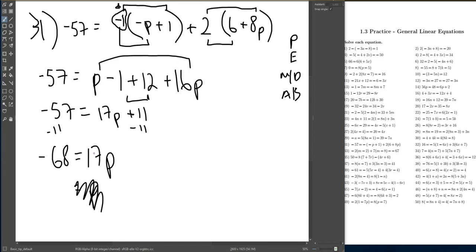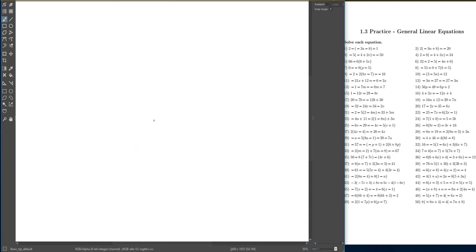Okay, so 68 divided by 17 equals, I believe that equals 4. Let me check. 8. Yeah, that does equal 68. So p equals negative 4, right? Because you're dividing both sides by 17. Yeah, that looks right. Does that look right? Yes, it does. That's the right answer. Whew, I was afraid there for a moment.